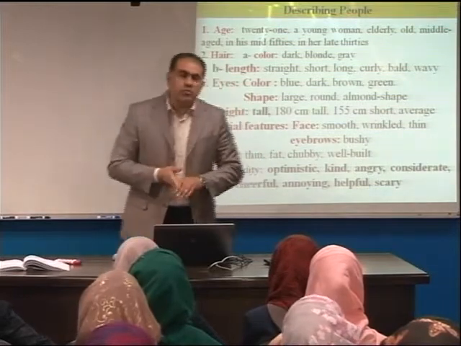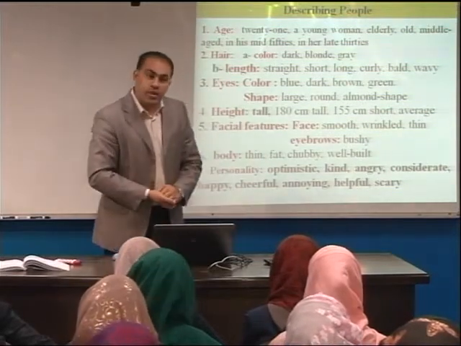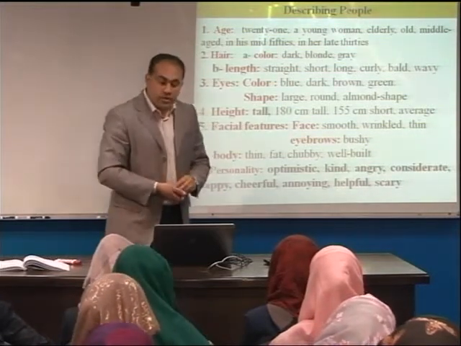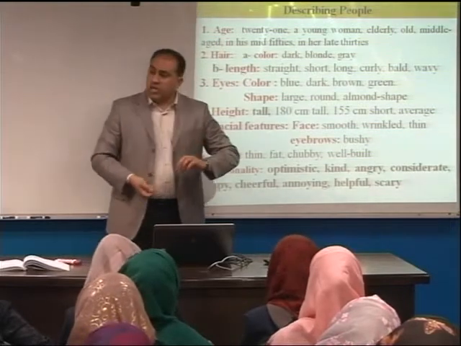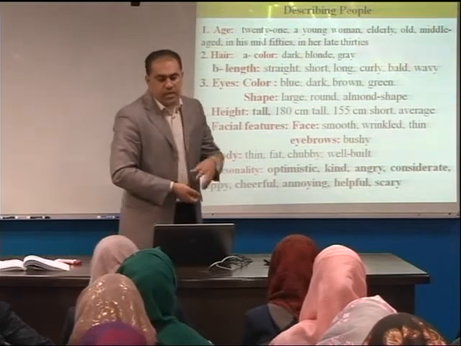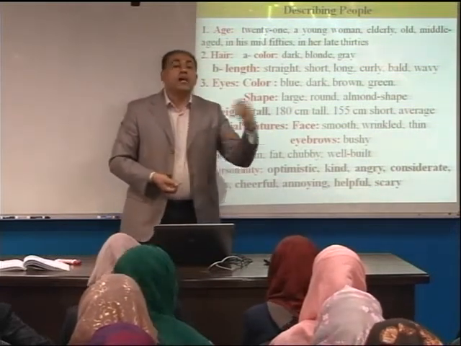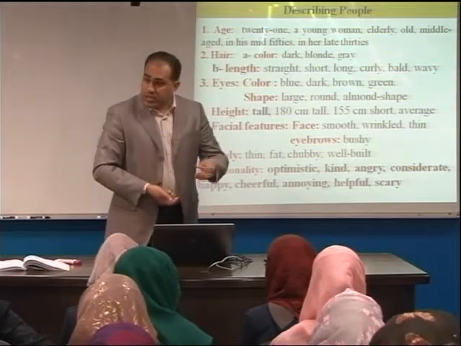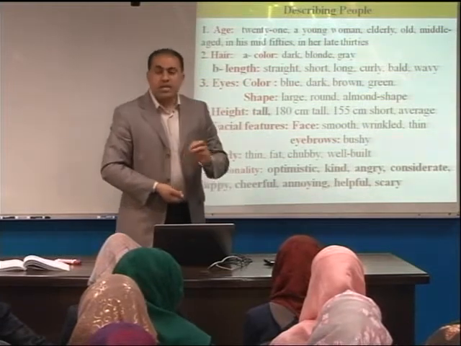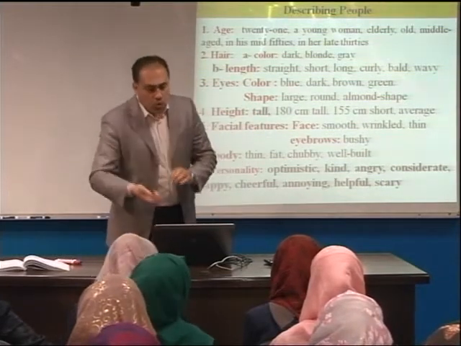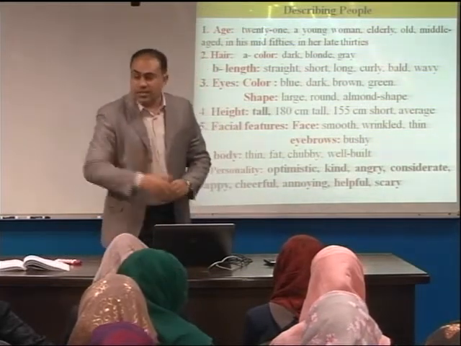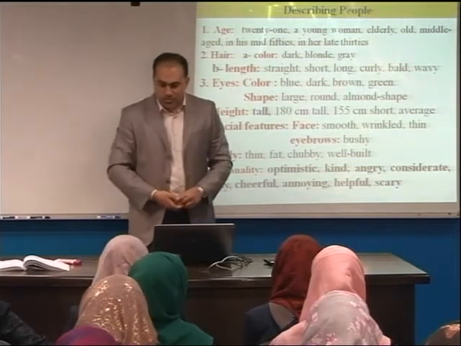Let's look at some of the things that we can use in describing people and some of the adjectives that can be used to describe a person. For example, we can describe his or her age. For example, she is 21 years old. She is a young woman. He is an elderly man, for example, or an elderly woman. He is an old person, or an old man or woman. She is middle-aged, okay? Or he is in his mid-30s, in his mid-50s, in his mid-20s, and so on.